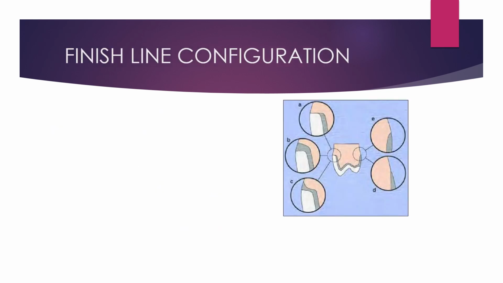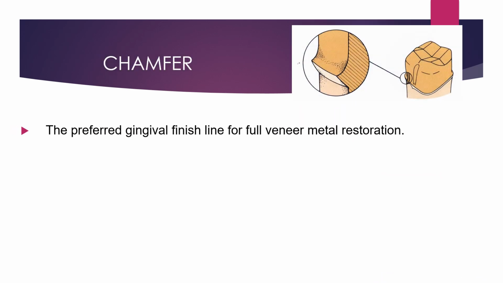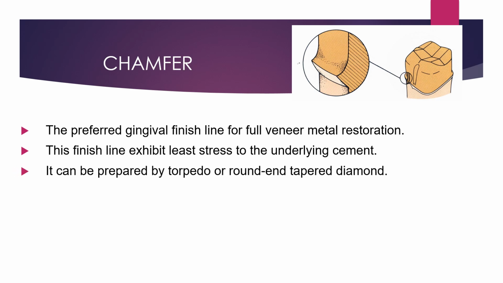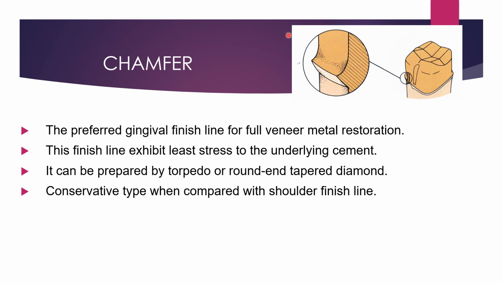Coming to the finish lines, guys. You can see these are different types of finish lines: chamfer, heavy chamfer, shoulder, all given in the photo. Radial shoulder, shoulder with bevel, and knife edge. Coming to chamfer, usually the preferred gingival finish line for full veneer metal restorations. This finish line exhibits least stress to the underlying cement. It can be prepared by a torpedo or round-end tapered diamond. So this is a chamfer, guys.